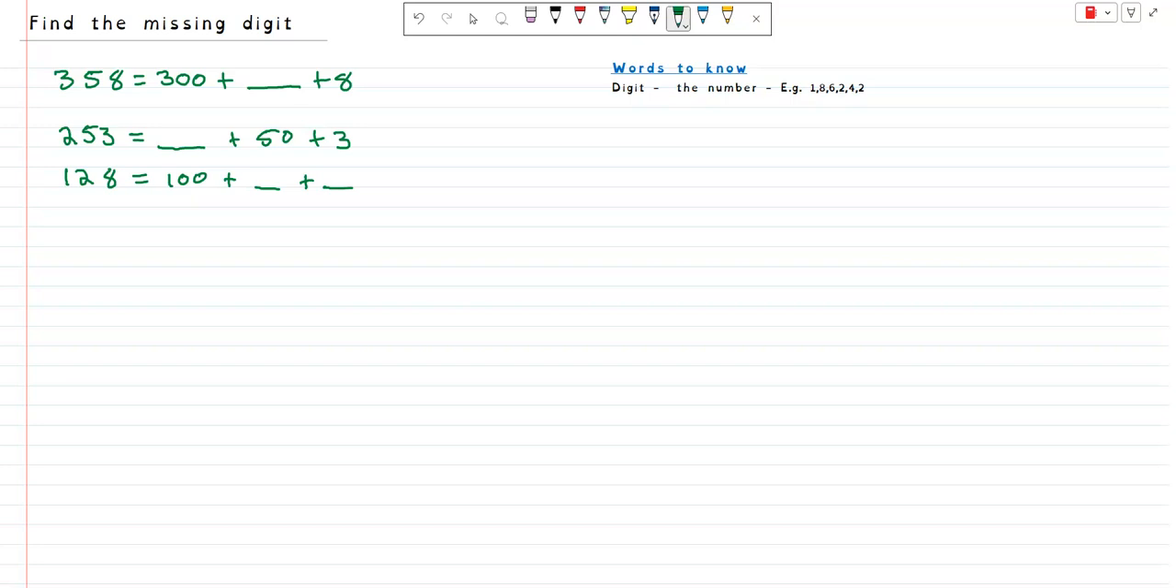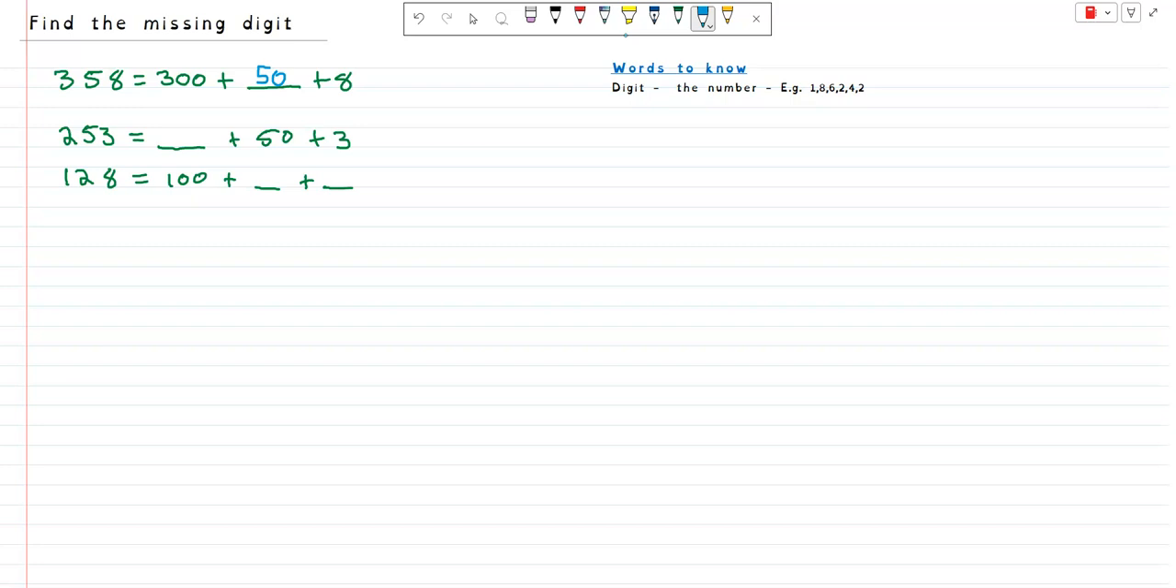Remember, the digit is the value or the number that is here on our lines. So let's maybe use another color pen and we'll find the missing digit. If we break down this number, 358, we have 300s, we have 58. So 50 is missing. Definitely 50 is missing, because this is supposed to be 300 plus 50 plus 8, which means it's 358. Okay, let's look at the next question.